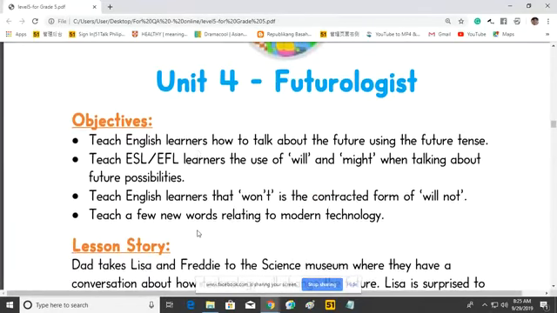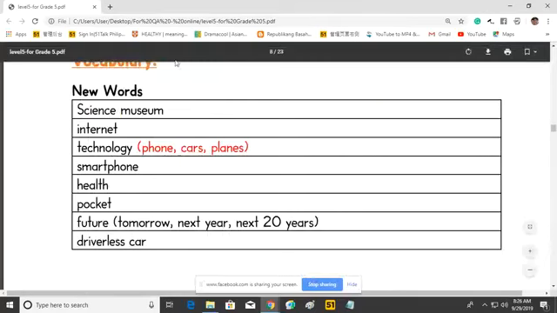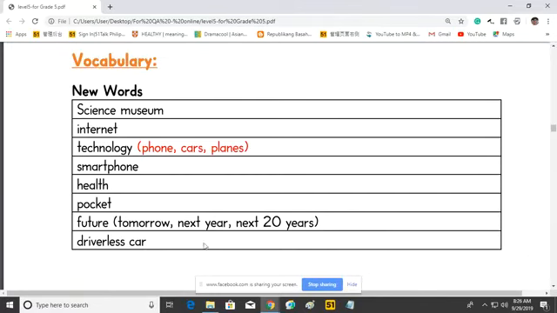So today we learned to talk about the future using the future tense. We also learned the use of will and might when talking about future possibilities, and learned that won't is the contracted form of will not. And then we also learned new words relating to modern technology. We also watched the video for Science Museum, and we also watched a video for driverless car. Wow! I would love to have a ride in the driverless car. I hope you would love it too.